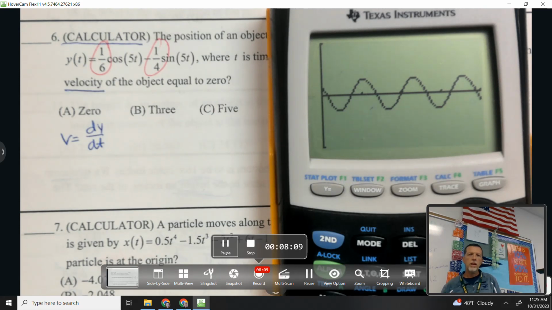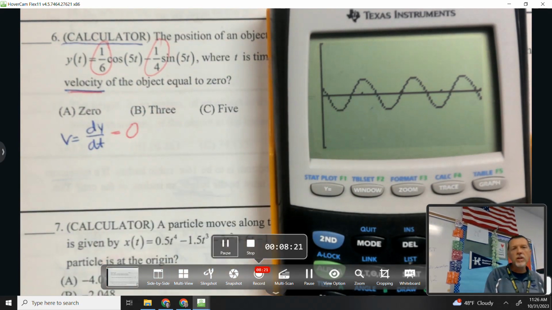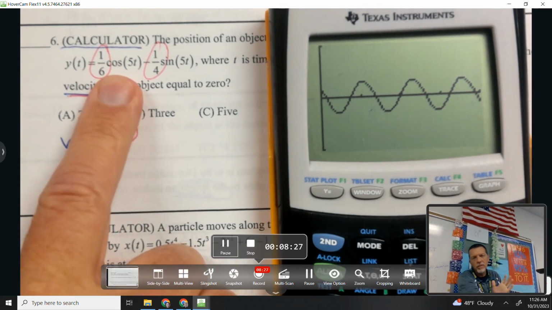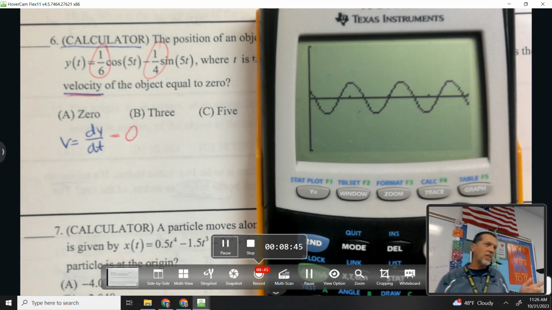Okay, so I'm looking at the graph of velocity. No, I'm looking at the graph of position. And it's asking me questions of where the velocity is equal to 0. So again, I could take a derivative by hand and set that equal to 0 and even let the calculator do it. But how can I look at this picture, the picture of position, and know where the velocity is 0? Where what changes sign? The slope changes sign. So what's another word for where the slope changes signs? The maximums and the minimums.